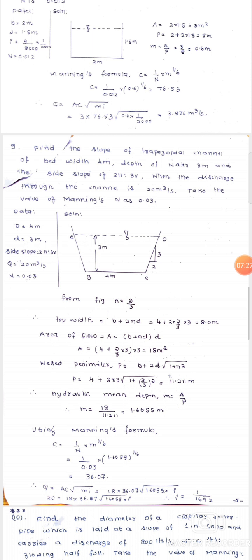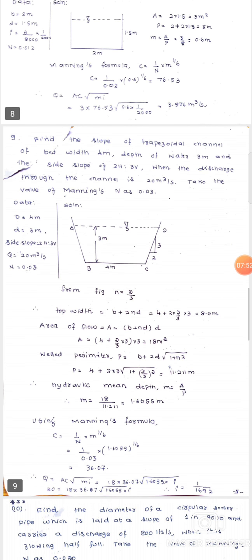Then the 9th numerical is to find the slope of a trapezoidal channel with a bed width of 4 meter and the depth of water is 3 meter. The previous 4 numericals were completely on rectangular cross section. Now it is for trapezoidal, to find out with the empirical equation. The bed width is 4 meter, the depth of water is 3 meter, and the side slope is 2 horizontal to 3 vertical. When the discharge through the channel is 20 meter cube per second, assume the value of Manning's constant as 0.03, that is n is equal to 0.03.